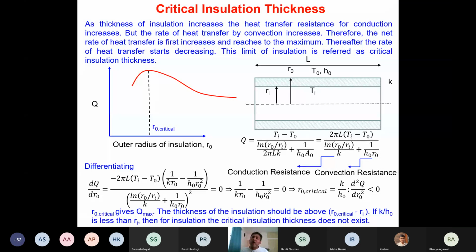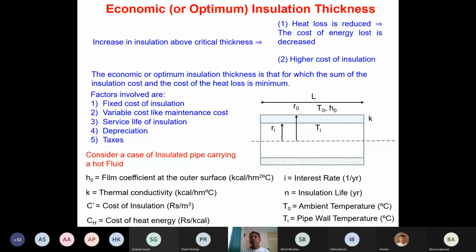So I want to find out the thickness of the insulation which will give me the maximum return, isn't it? I should not keep on increasing the insulation thickness to infinity just because it is going to decrease my rate of heat transfer, because there is a cost associated with this insulation, correct? So let us find out what will be the economic or optimum insulation thickness which is going to give me the maximum return or lowest cost.